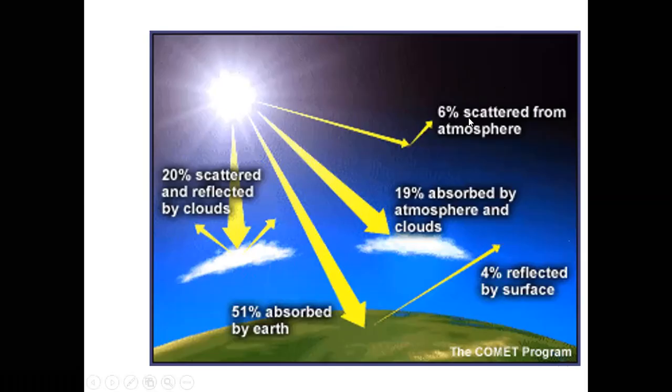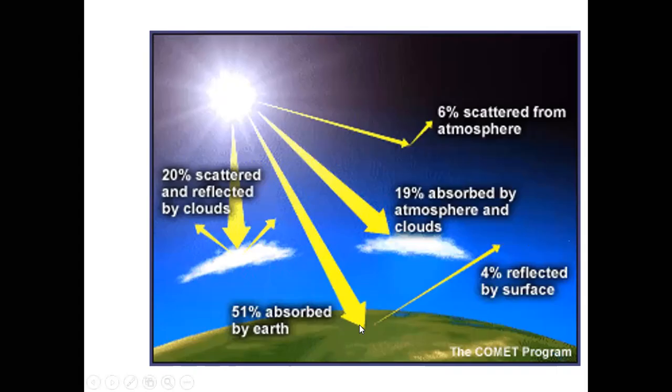Then they are again reflected back to the space, and part of the radiation coming from the sun is absorbed by the earth's surface, and some part is reflected by the surface. According to this picture, you can see 20% of the sun radiation scattered and reflected by clouds. Okay, so when we talk about the greenhouse gas effect, what happened?